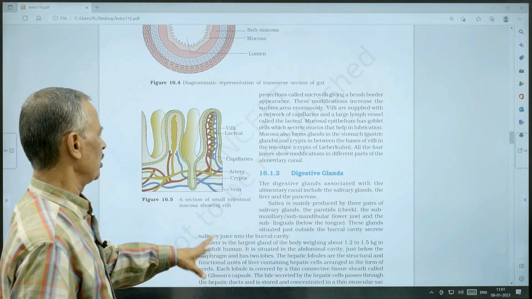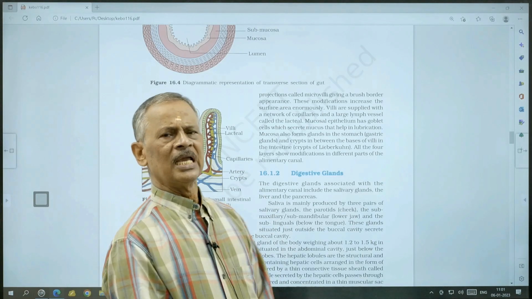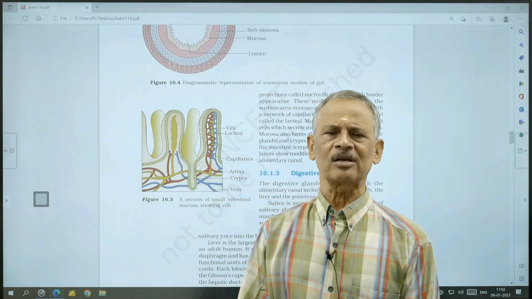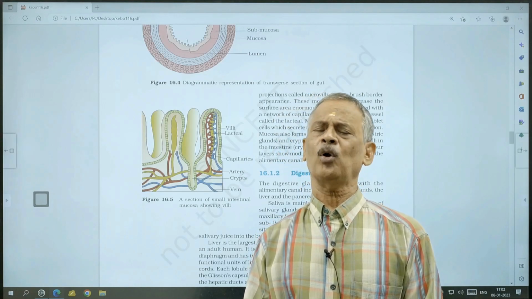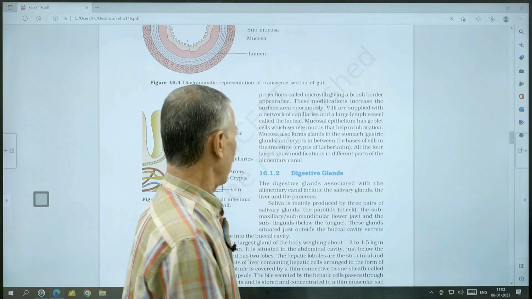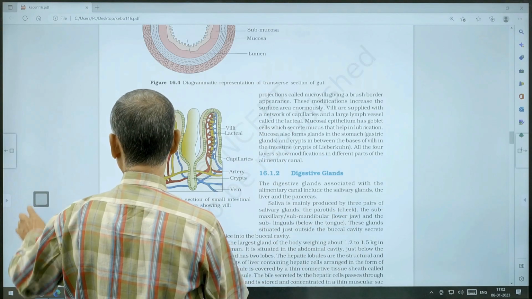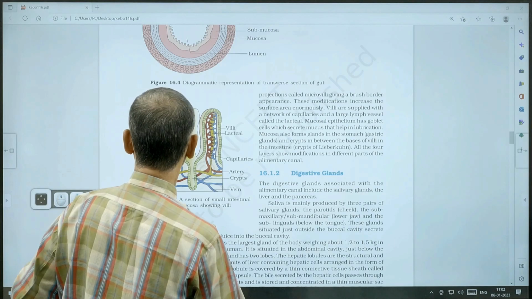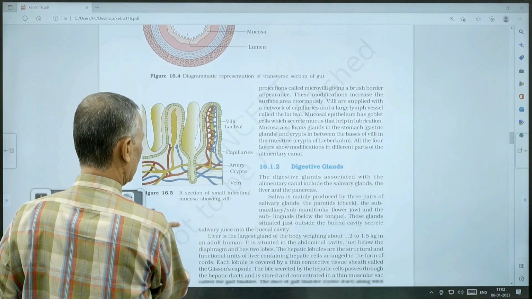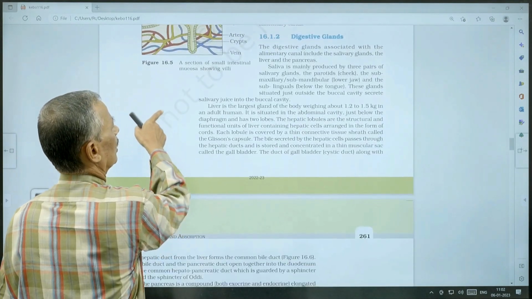Now coming to the liver. Liver is the largest gland of our body. It has a number of important functions. And it is also concerned with digestion. It helps digestion in so many different ways. Let us see how it helps.